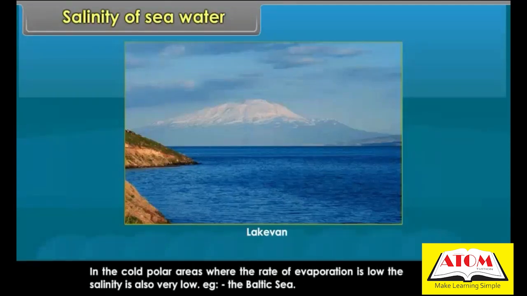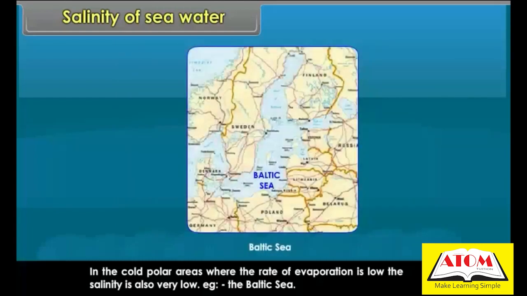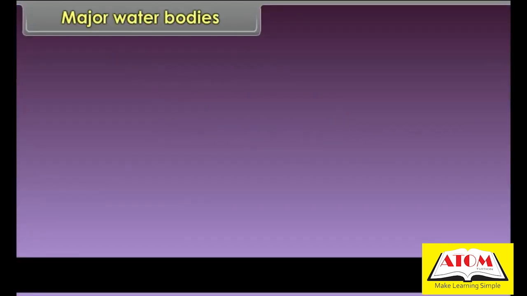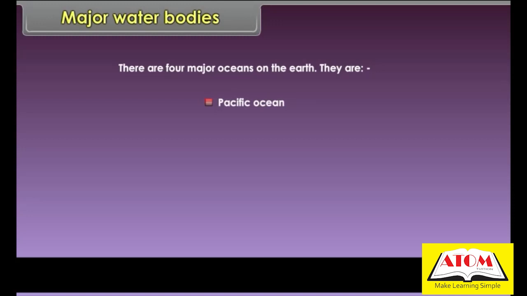In the cold polar areas where the rate of evaporation is low, the salinity is also very low. Example, the Baltic Sea. Major water bodies. There are 4 major oceans on the earth. They are Pacific Ocean, Atlantic Ocean, Indian Ocean, Arctic Ocean.